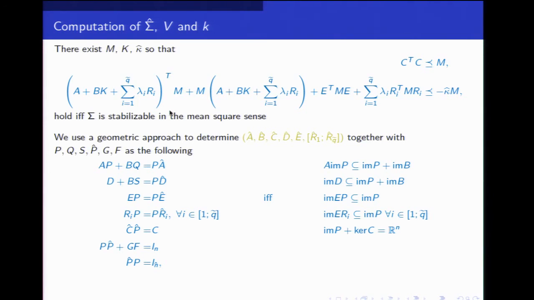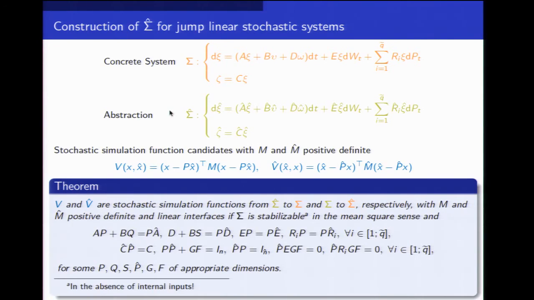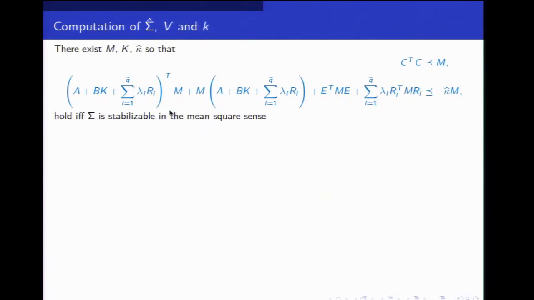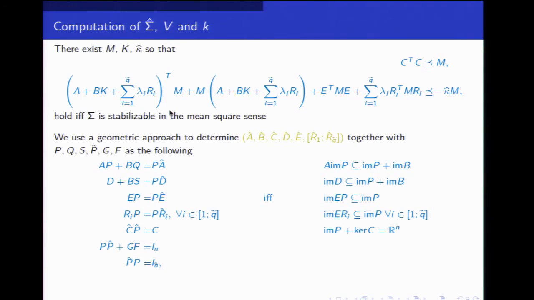So now we use a geometric approach to determine those matrices that appear inside the abstract jump linear stochastic system, and the corresponding matrices that appear in the simulation function as well as the linear interface. These equations are equivalent to this geometric condition. For the simulation function, or a stochastic bisimulation function, I don't have if and only if, but for the geometric condition I have the if and only if between those equations and these geometric conditions. And this is the interface which lifts a controller for an abstract jump linear stochastic system to the concrete jump linear stochastic systems.